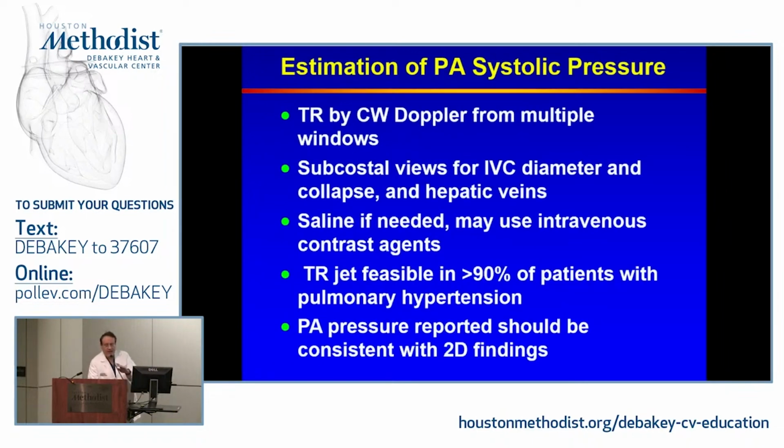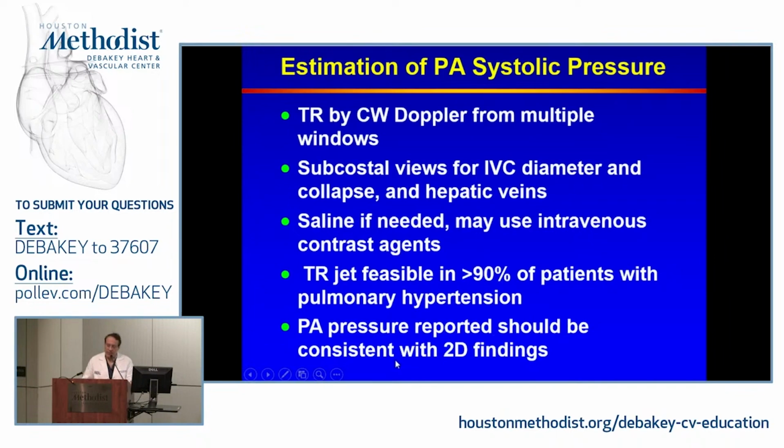So TR-JET, and as you've seen from the early slides, we kept talking about TR. I want to get multiple windows to get to the TR-JET. That is important. And also we can use intravenous saline, or if you're giving ultrasound enhancing agents for good endocardial border definition, you want to go back and get the TR-JET. Subcostal views are needed for the estimation of right atrial pressure. We'll talk some about that. We talked about the saline. If somebody has pulmonary hypertension, it is highly feasible to get TR, well in excess of 90%.